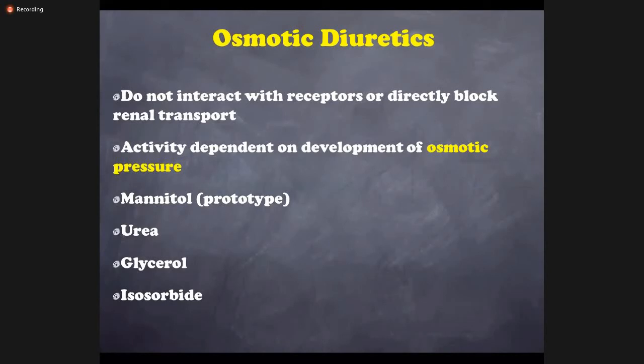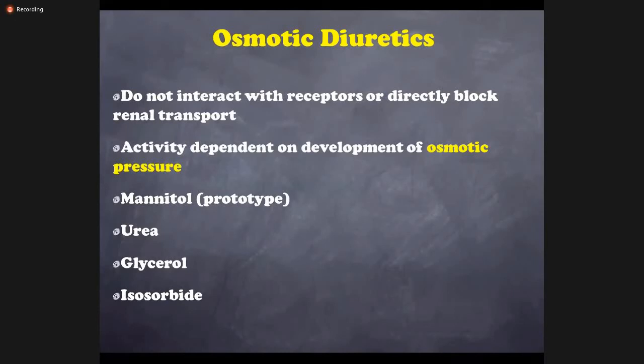So osmotic diuretics do not interact with receptors or directly block renal transport. Their activity depends on development of osmotic pressure, right? So this is an important point. They do not interact with receptors or directly block renal transport. They just produce osmotic pressure, so they pull the water from inside to outside.